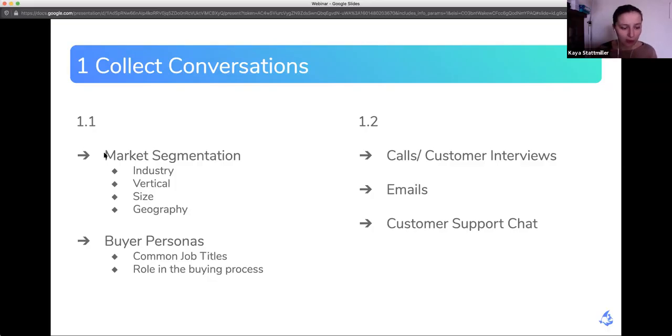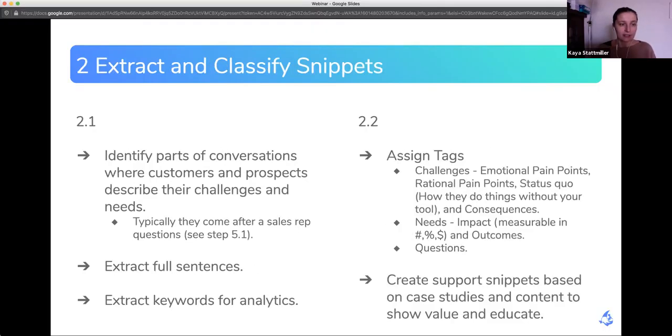So to sum up, you need to define a very narrow segment and the buyer persona, and then get the past conversations with the people who met the criteria of the segment. So that's step one. Second, extract and classify snippets.